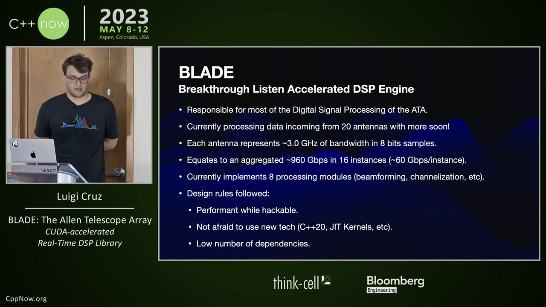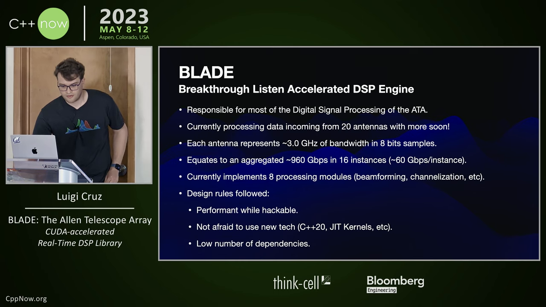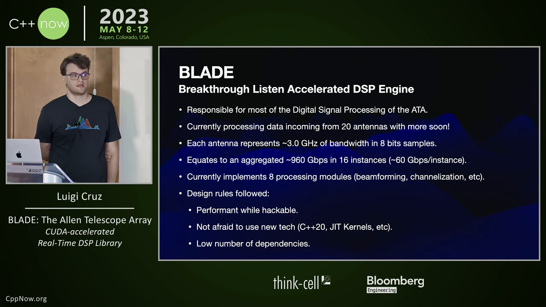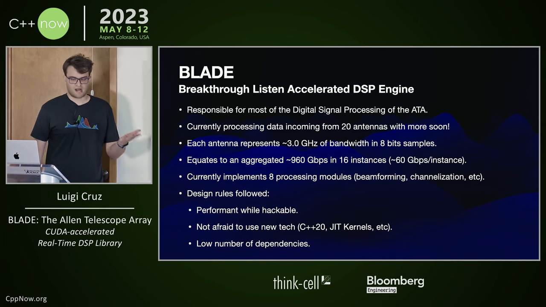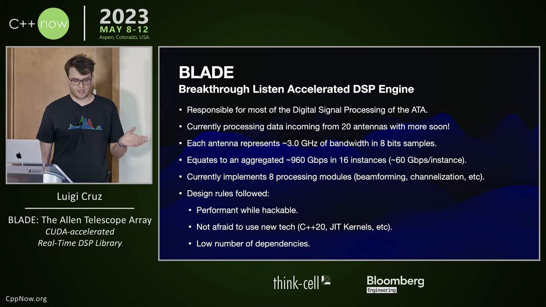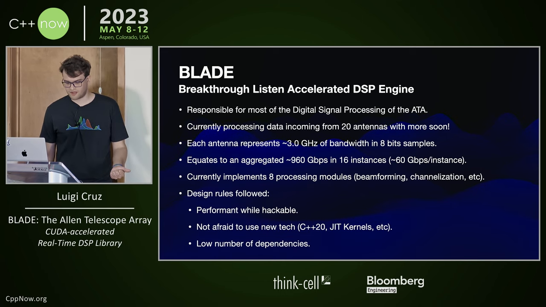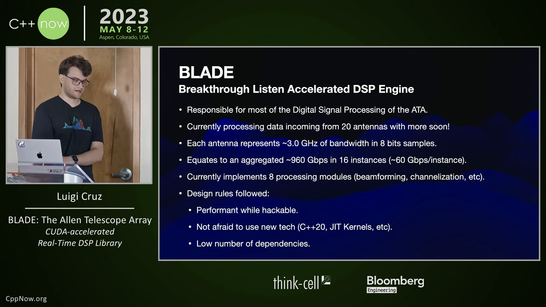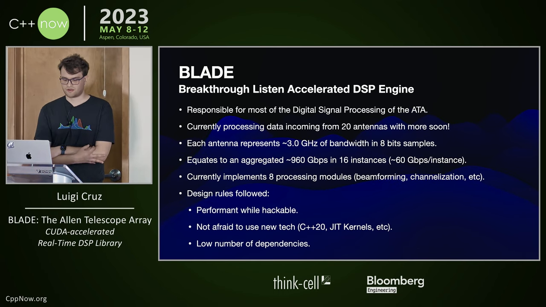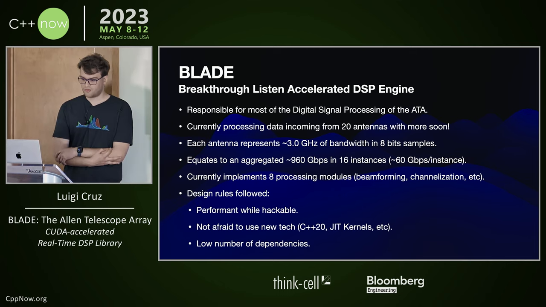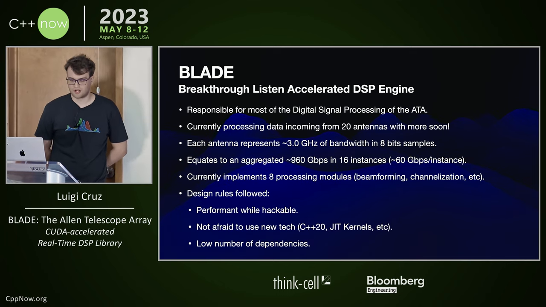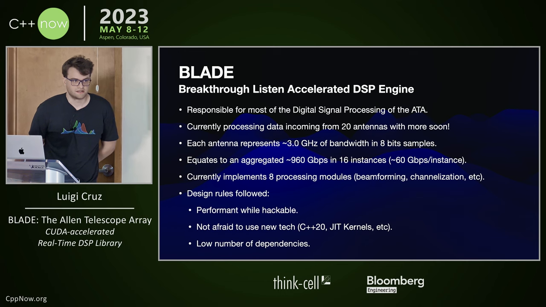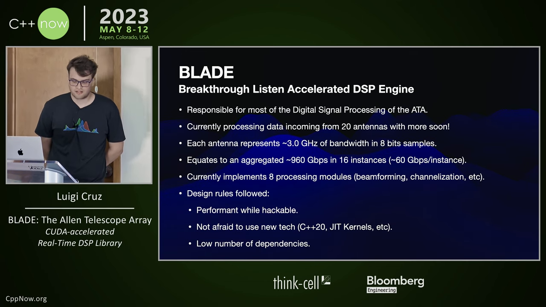Currently, it processes an aggregated data stream produced by the twin antennas, and this results in 60 gigahertz of data distributed among 16 compute instances made of RTX 3090s, AMD EPYC and an NVMe cache. This is around 60 gigabits per second for each processing instance in real time. We currently support 8 processing modules. A module is a unit that implements DSP code, like beamforming, channelization, polarization, etc. I will talk more about them in the next slides.